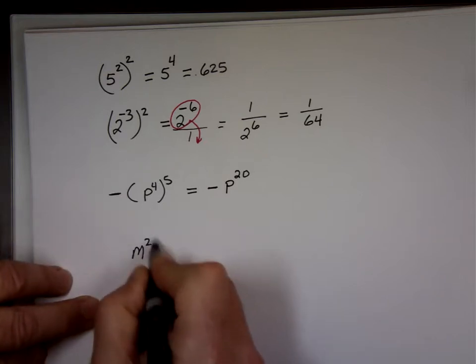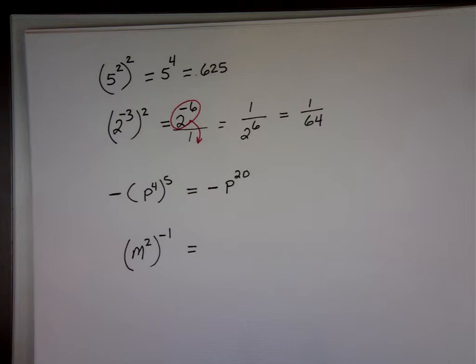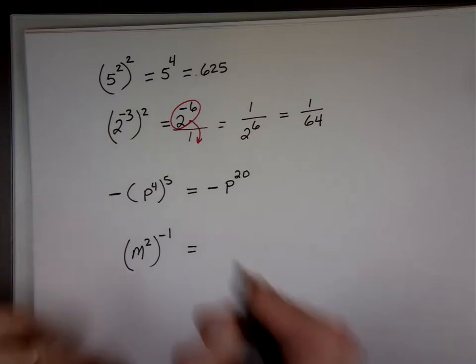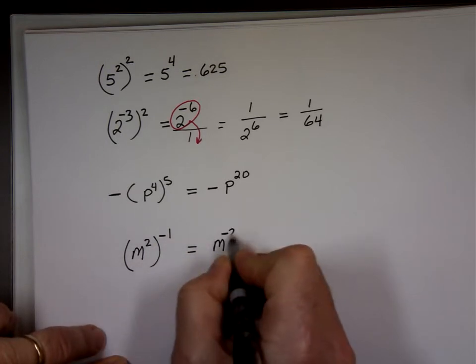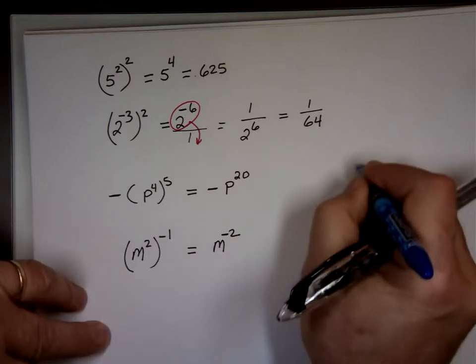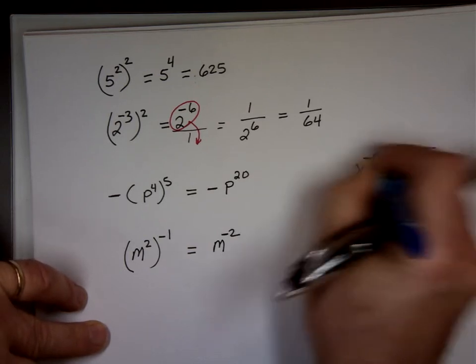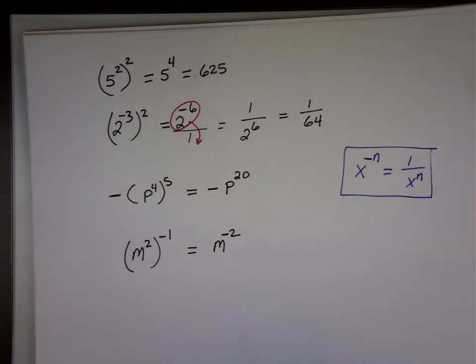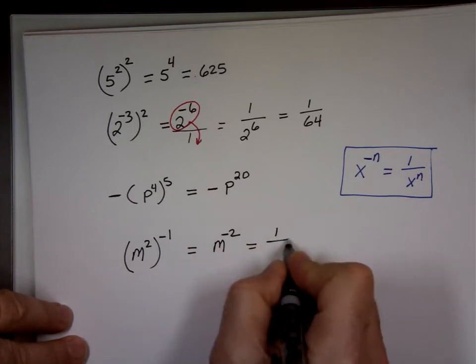m to the power of 2 to the power of negative 1. 1 over m to the 2nd power. Yep, this will be m to what? Negative 2. And when you have a negative exponent, again, I'll put the rule down in case you forgot it. x to the negative n, the rule says 1 over x to the n. From last class. You change it to 1 over m squared.